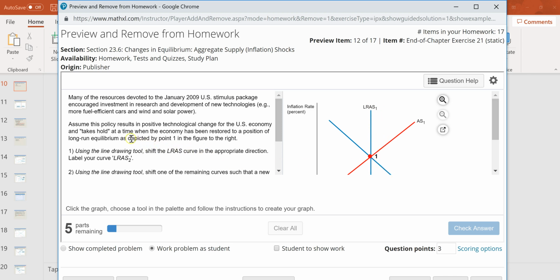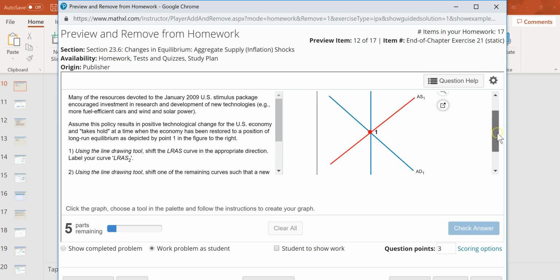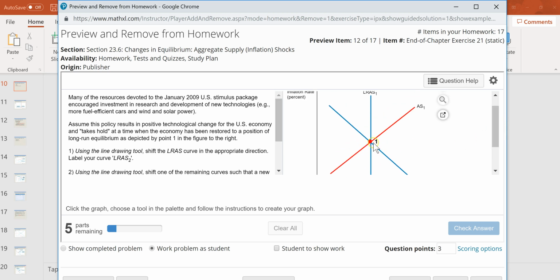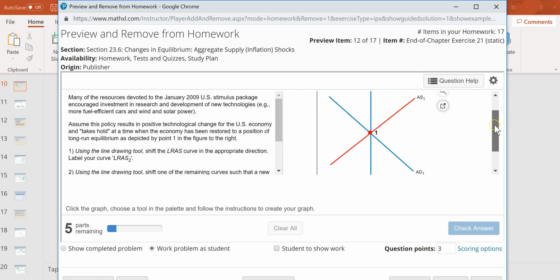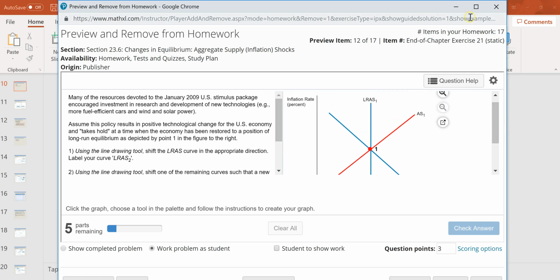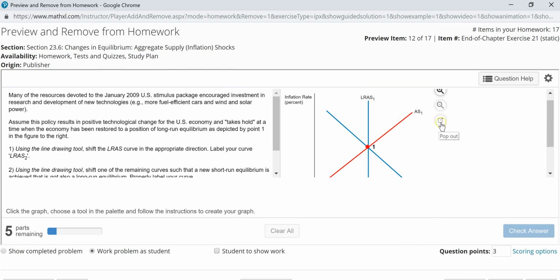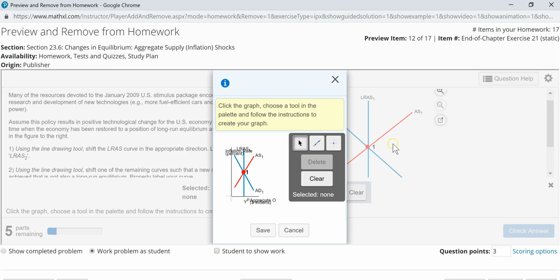And the initial equilibrium is where the short run and long run are the same, right? The point 1. So, using the line drawing tool, shift the long-run aggregate supply curve in the appropriate direction. Label your curve LRAS2. So obviously here, as we just talked about, we just need to shift this. We can just pop this out.